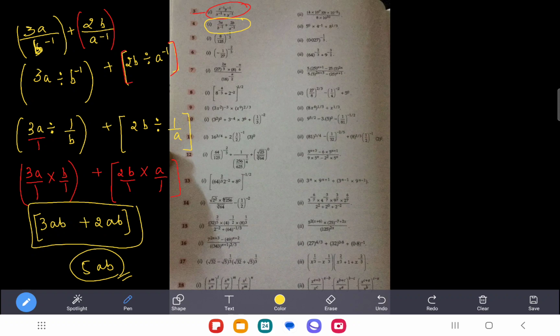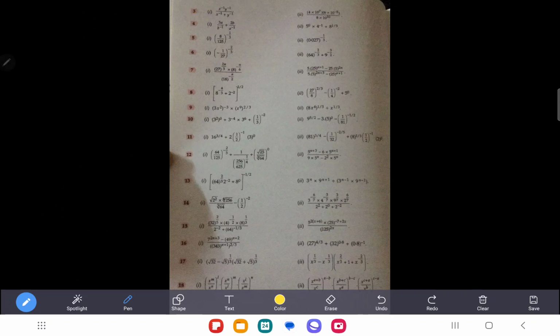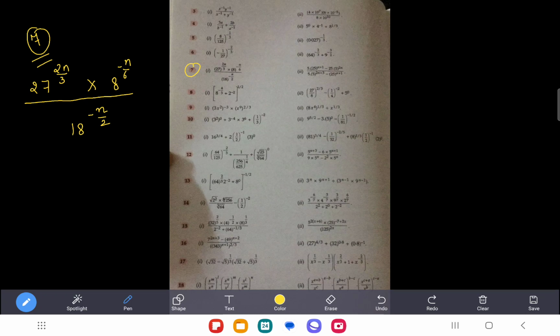Now, let's do the seventh question. The seventh question says 27 raised to the power 2n over 3 times 8 raised to the power minus n over 6, divided by 18 raised to the power minus n over 2. That's my seventh question, first part.